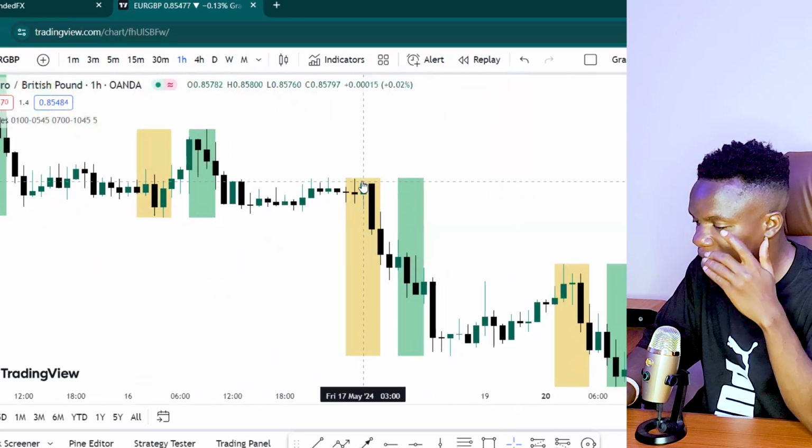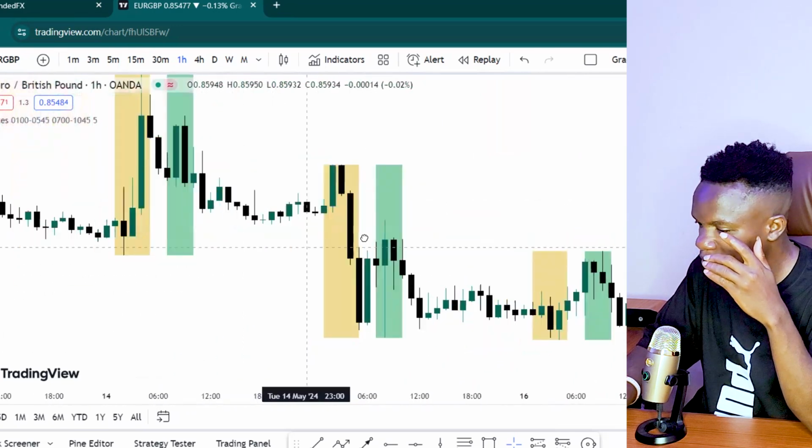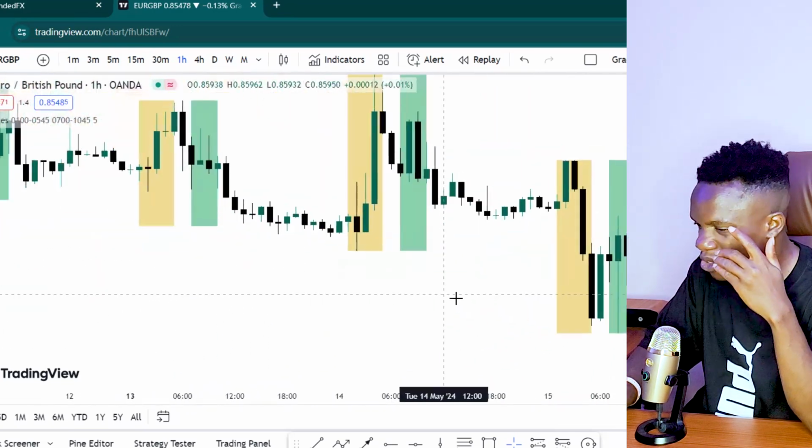You can see here, the high of the day was formed here. Of course, the high of the day was formed here. Of course, the high of the day was formed here, and so on and so forth.